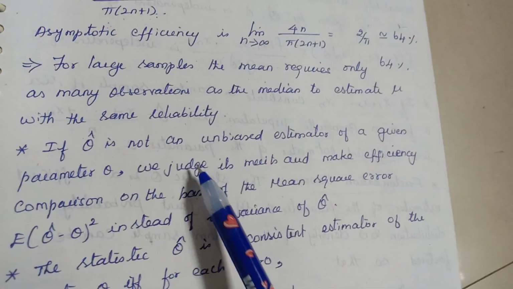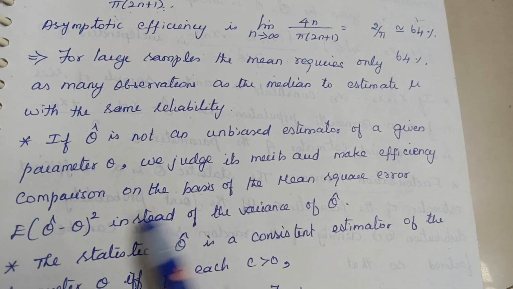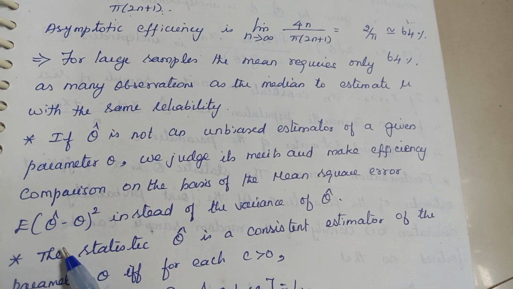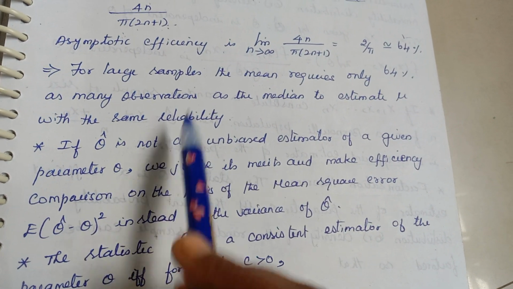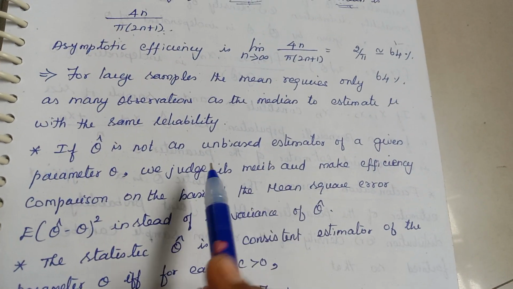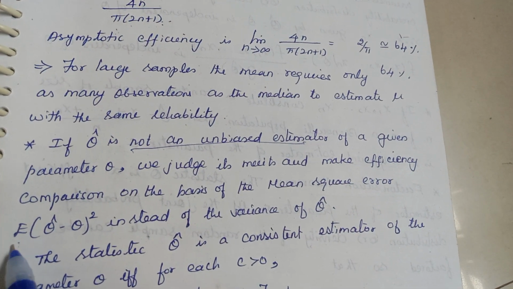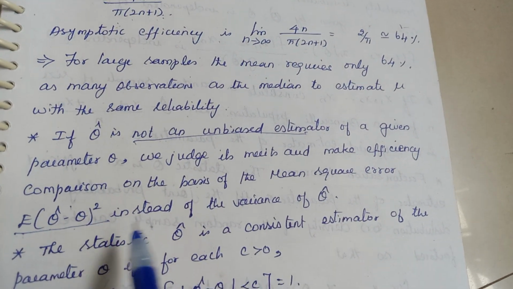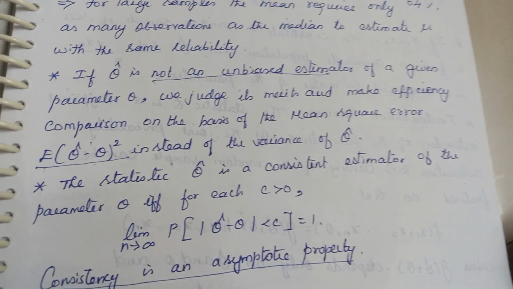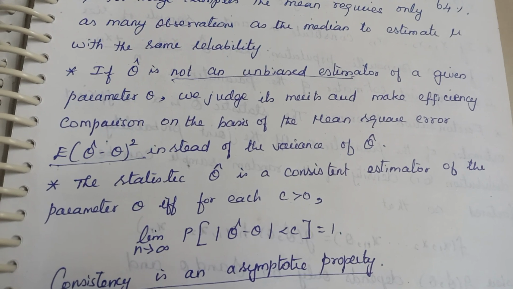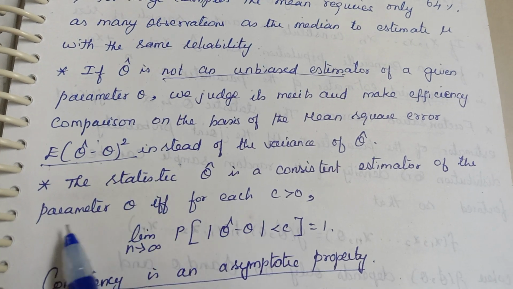If theta cap is not an unbiased estimator of a given parameter theta, we judge its merits and make an efficiency comparison based on the mean square error instead of variance. For an unbiased estimator we use its variance. For a biased estimator, what do we use? The mean square error, the expectation of theta cap minus theta the whole square, instead of variance. So for unbiasedness we calculate the minimum variance. For biasedness, what do we calculate? The mean square error, the expectation of theta cap minus theta the whole square.